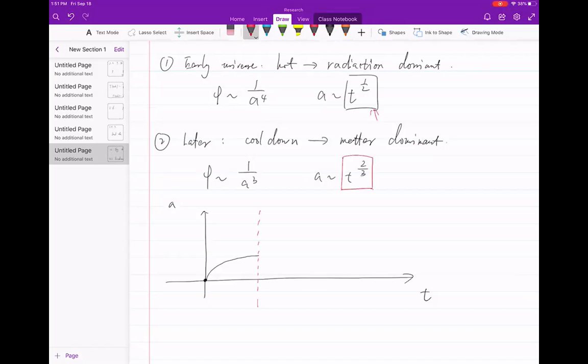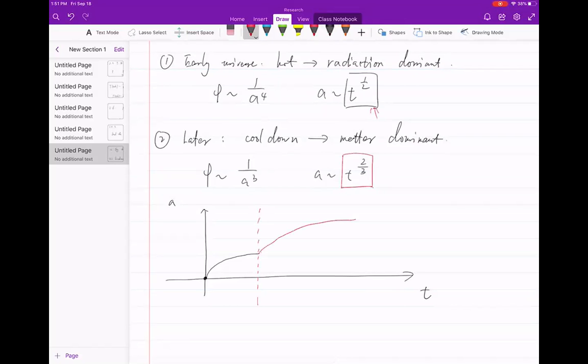Is that one faster or slower? 2/3 and 1/2. 2/3 is bigger. Therefore, this one's faster. Not as dramatic as that, but this one's faster. But this part should be smooth because you're kind of radioactive and matter dominant at the same time. So this is t to the 1/2. This is t to the 2/3. Sounds good?